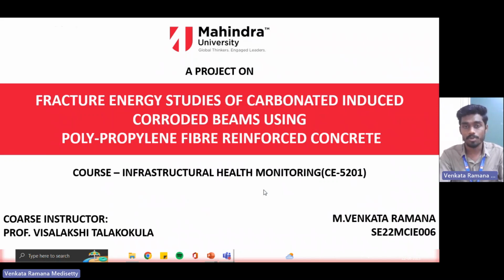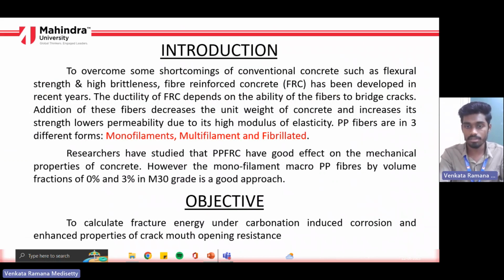And coming to our course project, now I'm going to demonstrate my course project, which is about fracture energy studies of carbonation induced corroded beams using polypropylene fiber reinforced concrete. So quickly jumping into the introduction, my choice to take polypropylene fibers was their behavior in enhancing ductility properties, crack resistance and resistance to freeze and thaw. Many enhanced properties are found by their usage in recent trends if we see.